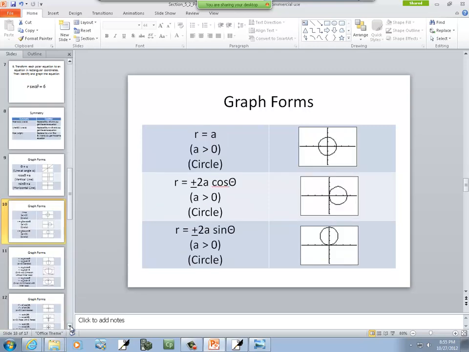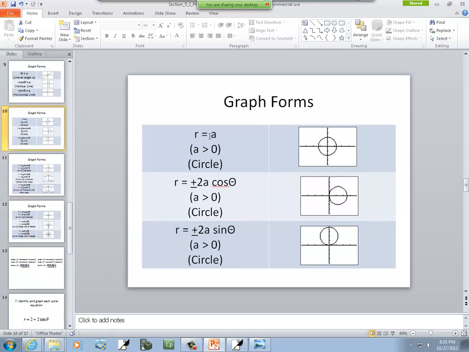Now some other graph forms. Some of these we've seen already. If you have r is equal to a, like r is equal to 5, it's a circle of radius a. If you have plus or minus 2a cosine theta, then it's a circle. You see it's bordering the y-axis there. If you get r is equal to plus or minus 2a sine theta, and that isn't saying you're having both of those, you could have a positive 2 or negative 2 times a number, that's bordering your x-axis.